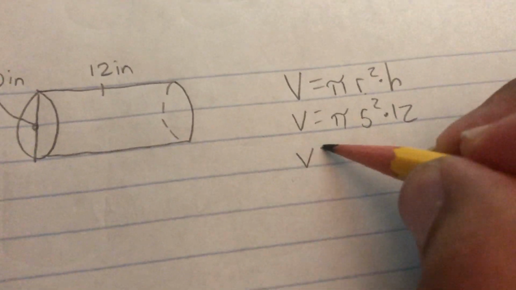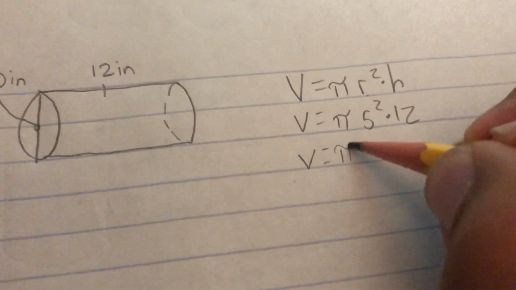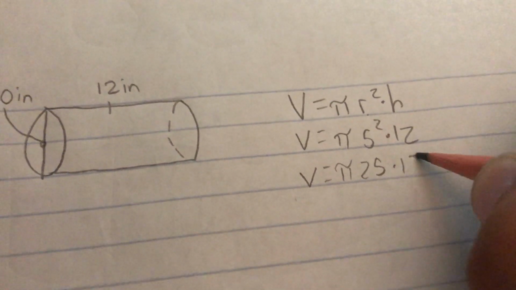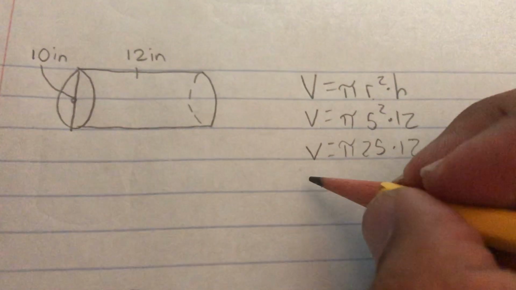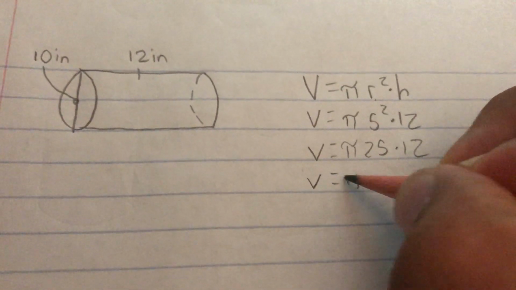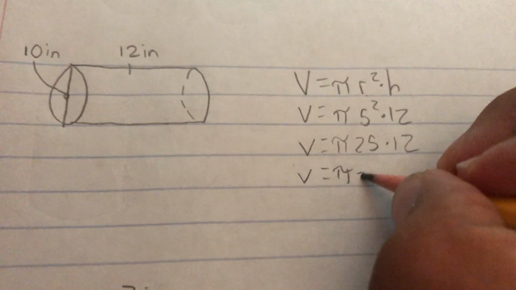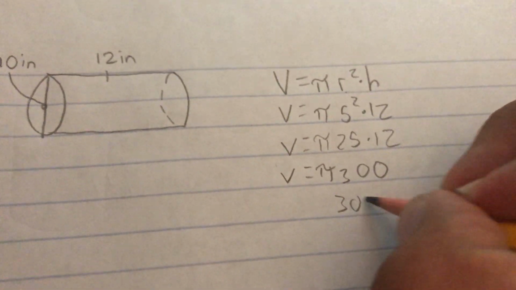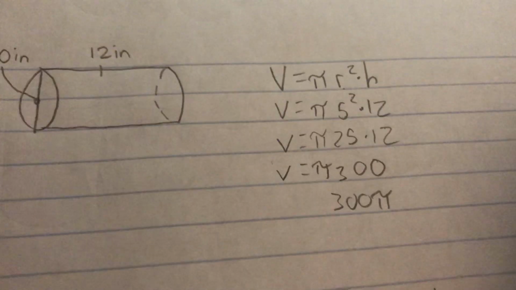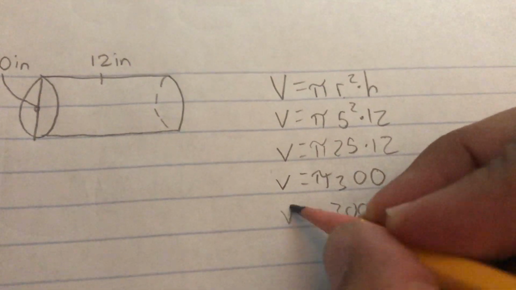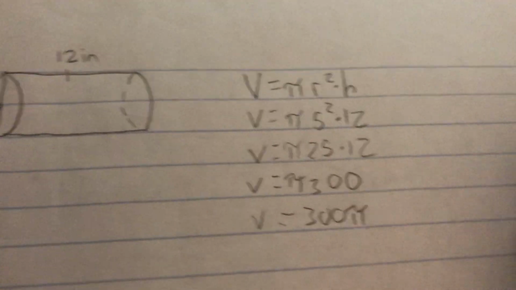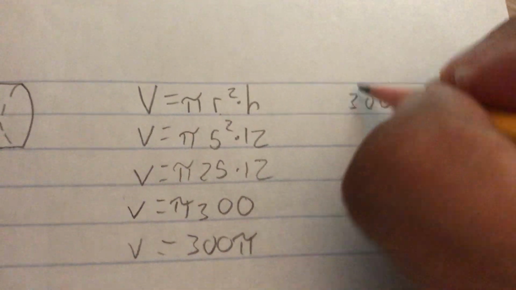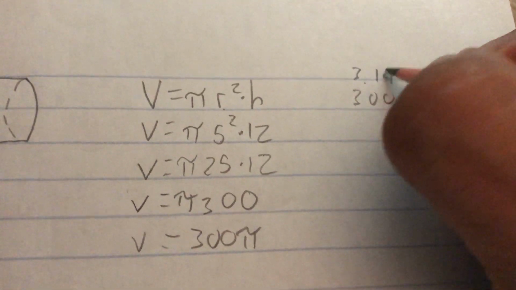So we multiply the numbers first, the obvious ones. So 5 times 5 is 25 because that's 5 squared. Then we have to multiply by 12. So 25 times 12 is 300. So our final answer could be 300 pi. Okay? Pretty simple. If you wanted to answer with a decimal, it would be 300 times 3.14.